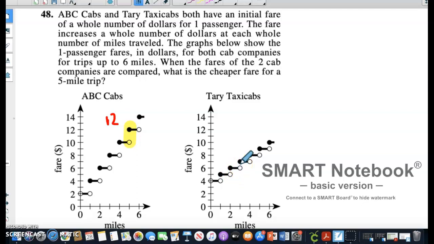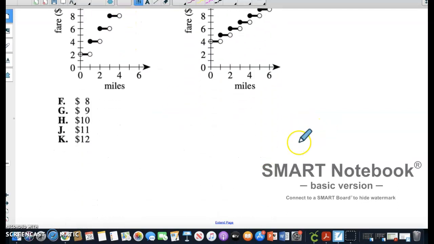So now let's look. We want to figure out how much 5 miles is going to cost us. Trace our graph up. We have an open circle on the 8, so it doesn't cost $8. It costs $9. So of these two, the cheaper option is $9. So the answer is letter G.